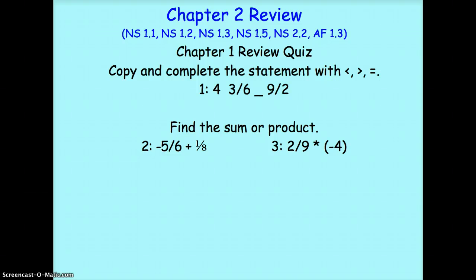And make sure you don't forget to do the Chapter 1 review quiz. Make sure you do all 3 problems, taking your time. You can do this. You guys know all of this information.